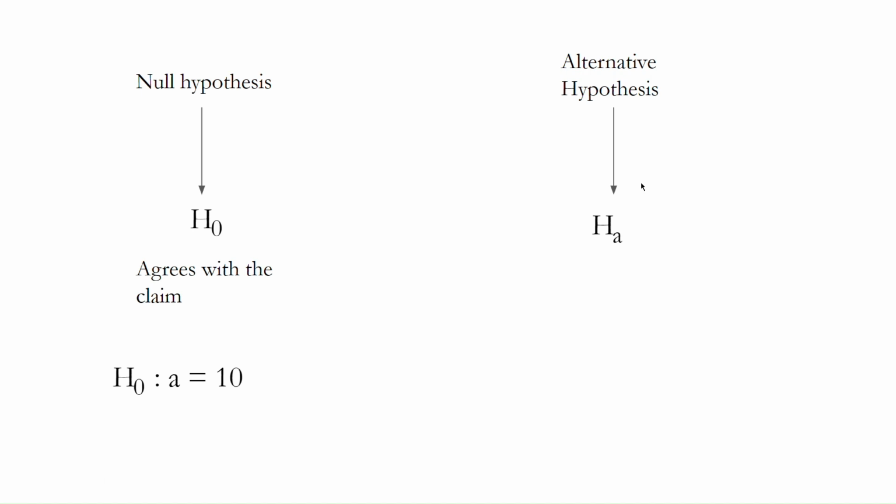And the alternative hypothesis, it basically disagrees with it. So it says that no, it's not true. And there are three ways to disagree with the null hypothesis. Firstly, you can say that no, A is smaller than 10. You could say that A is bigger than 10. Or you could say that A is not equal to 10. So it's either smaller or bigger.